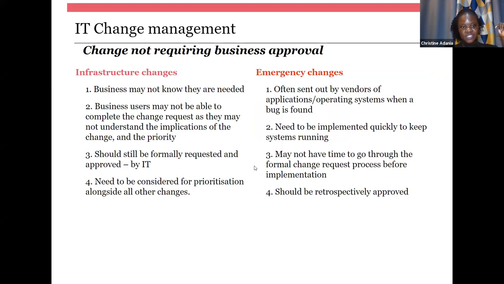So there are some changes that you'll find that didn't have a business approval. You'll have infrastructure changes and emergency changes. So I'll concentrate on emergency changes. Probably someone has identified an incident and says suddenly a certain functionality of the system is not operating well. We can no longer log onto our Finacle systems.